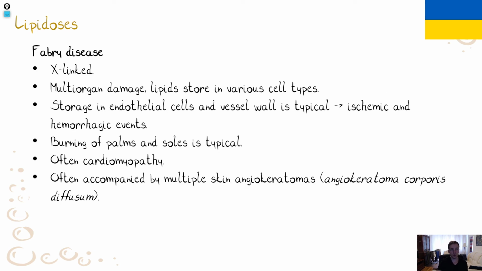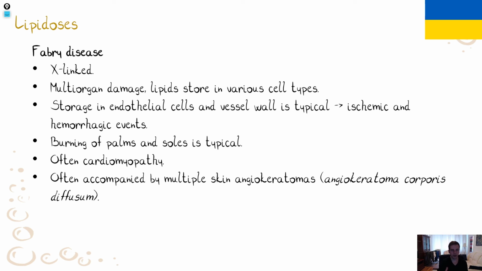We should mention also Fabry disease. Fabry disease is an X-linked disease, and the storage is multi-organ. But quite typically, it's stored in endothelial cells and vessel wall. So ischemic and hemorrhagic events are quite typical for Fabry.